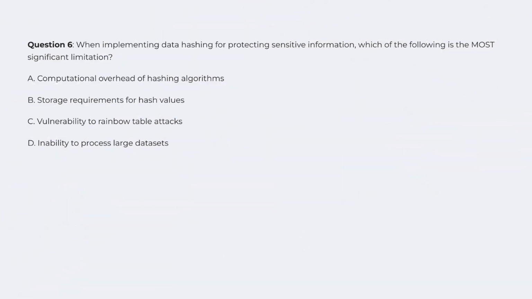Question 6. When implementing data hashing for protecting sensitive information, which of the following is the most significant limitation? A. Computational overhead of hashing algorithms. B. Storage requirements for hash values. C. Vulnerability to rainbow table attacks. D. Inability to process large datasets.